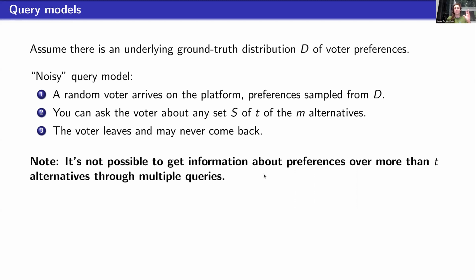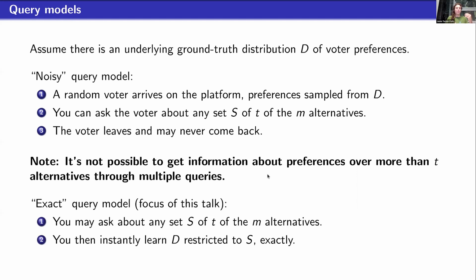And that's actually not going to be the focus. We're going to abstract this into an idealized query, which we call an exact query. And this is going to be the focus of the talk. I'm not going to really talk about the noisy query model much because it's an approximation of exact queries. An exact query says the algorithm can ask about some set S of T alternatives and then instantly learns the distribution D restricted to that set S.